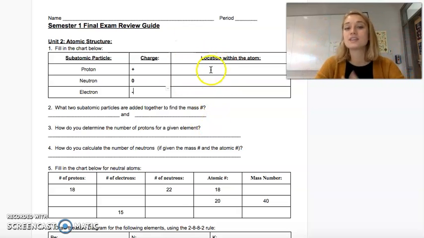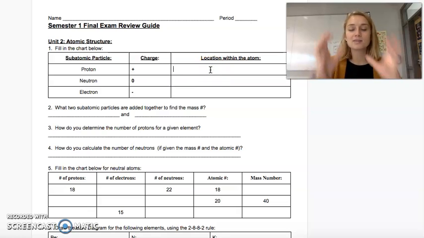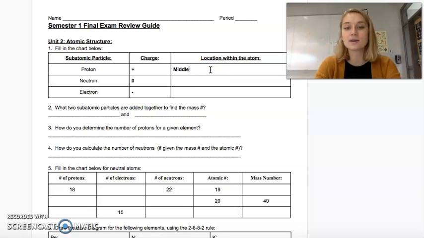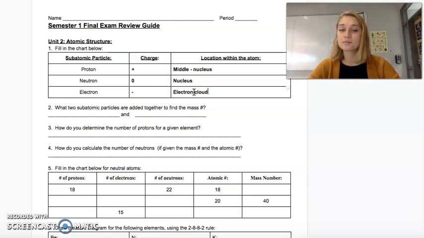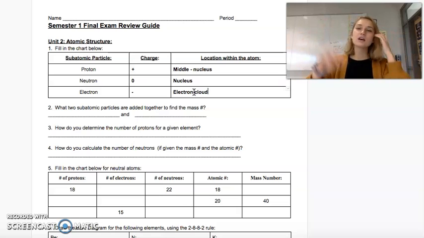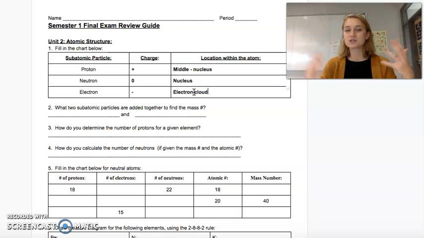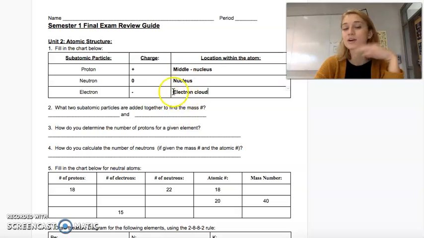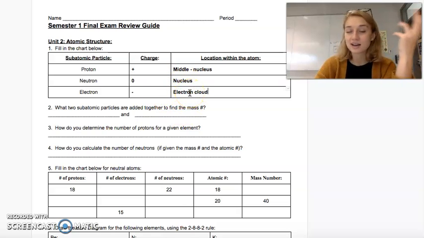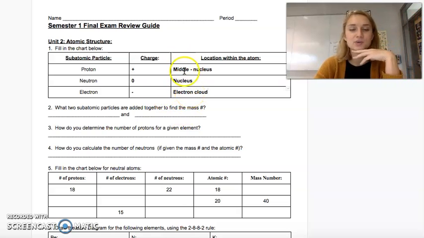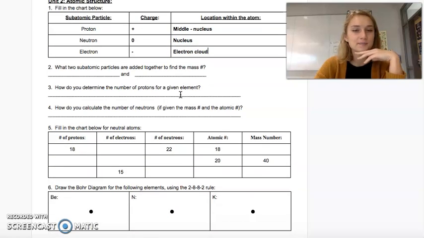Then their location within the atom. So my protons and my neutrons are right in the middle, which is called the nucleus. All right, so both of those we find right there. The only thing we don't find there is the electrons, and the electrons are in the electron cloud. Or you could say the electron shells, lots of kind of those terms that we use. But electron cloud is the easiest to remember because it has the name in it, right? Electron cloud. So these two are in the same place. This is in a different place.